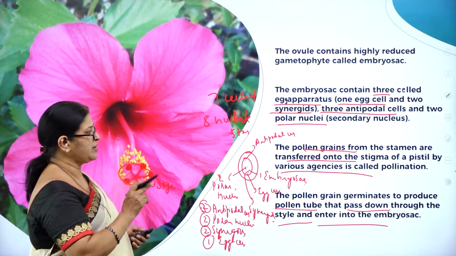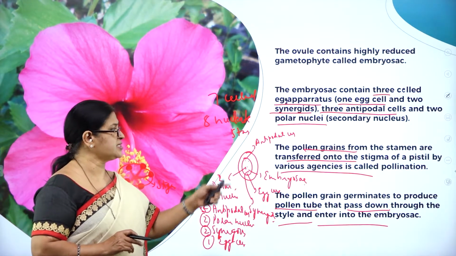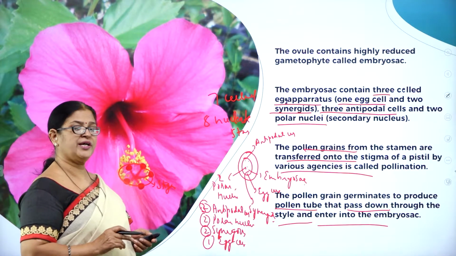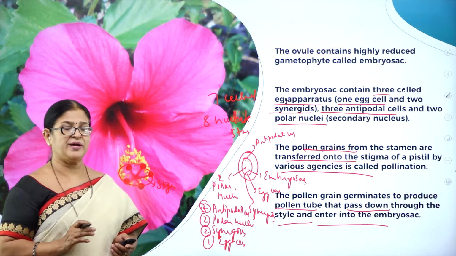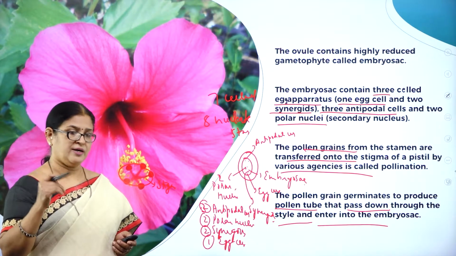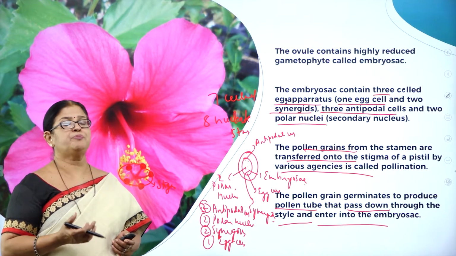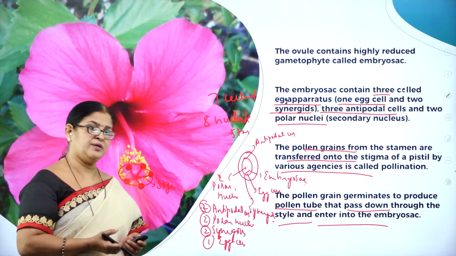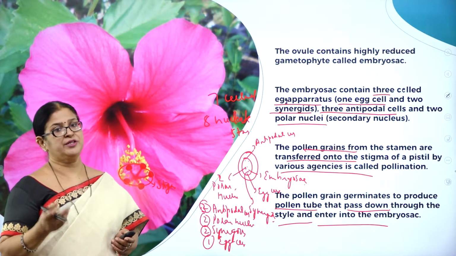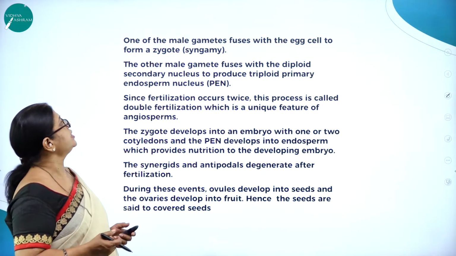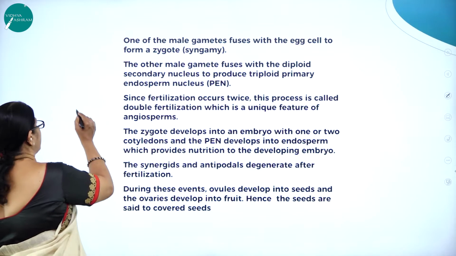So the pollen grains from the stamen are transferred onto the stigmatic surface by various agents, which is called pollination. Once the right type of pollen grain lands on the stigmatic surface, the stigma will undergo what we call receptivity, and it will allow the pollen grain to germinate. So pollen germination will happen. That means there is a process of formation of a pollen tube carrying the 2 male gametes. Now, one of the male gametes, as we know, fuses with the egg cell. I'll show you in the diagram.